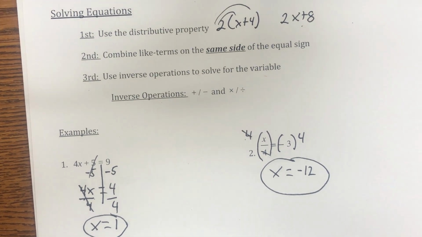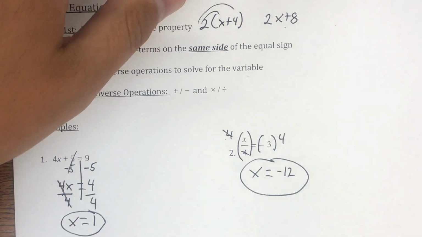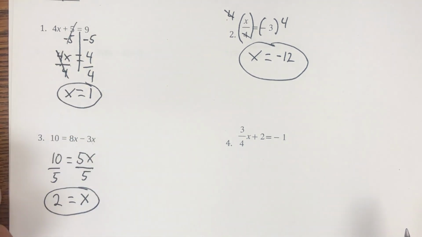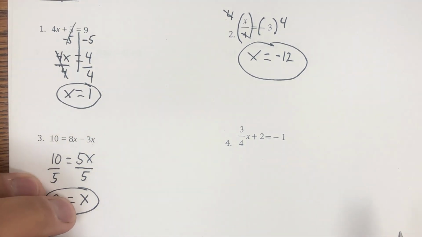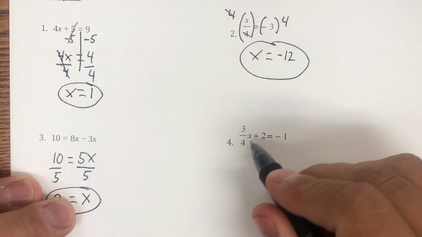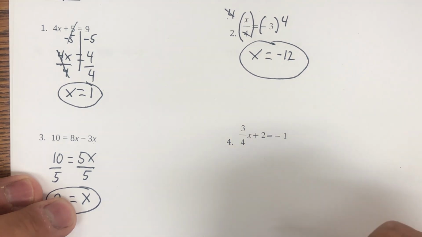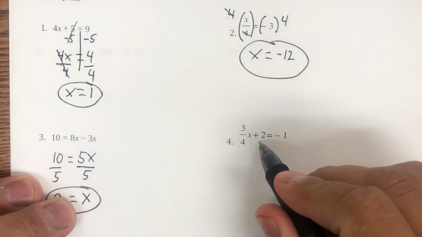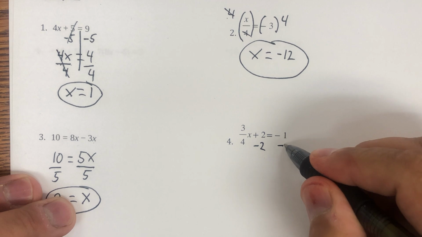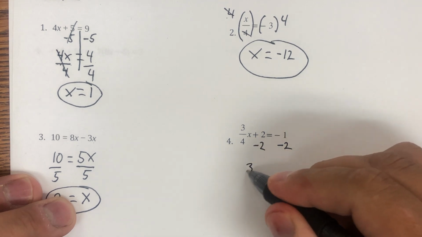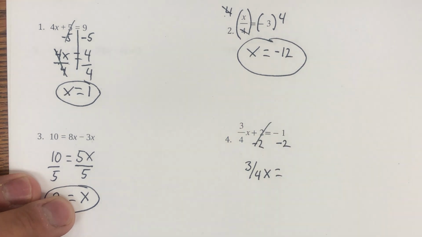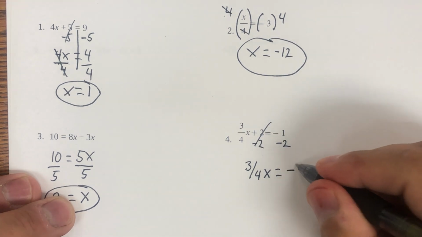But next example says 3 over 4x plus 2 equals negative 1. We cannot freak out. We see a fraction, that's okay. We can still solve it. All right. So again, 3/4 times x plus 2. Add and subtract before we multiply and divide. So I want to move the 2 first. I will subtract 2 from the left side. If I do it to the left, I also have to do it to the right. 3 over 4x equals, these 2's canceled. Negative 1 minus 2 is negative 3.